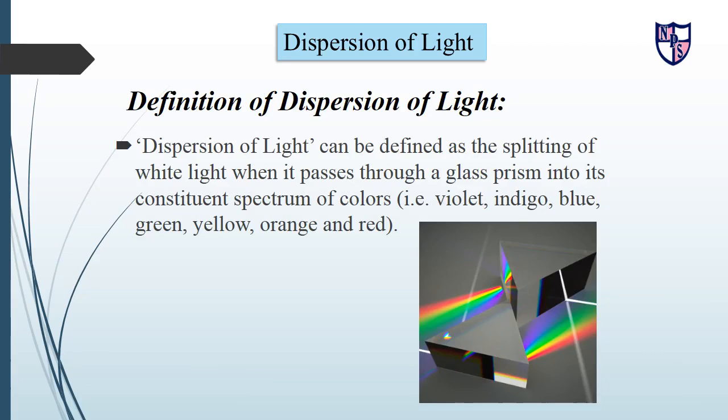Next is the definition of dispersion of light. Dispersion of light can be defined as the splitting of white light when it passes through a glass prism into its constituent spectrum of colors, for example, violet, indigo, blue, green, yellow, orange, and red.